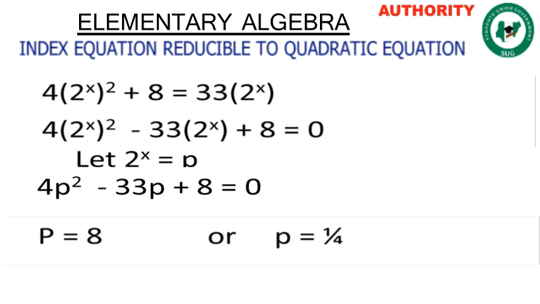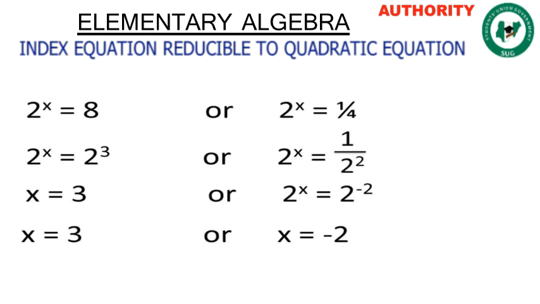And then let's continue. So we have p, but we remember that 2 raised to power x is equal to p. That is to say, the value that we have just gotten for p is actually the value for 2 raised to power x. Okay? That means we're going to have 2 raised to power x is equal to 8, or 2 raised to power x is equal to 1 all over 4. Okay?